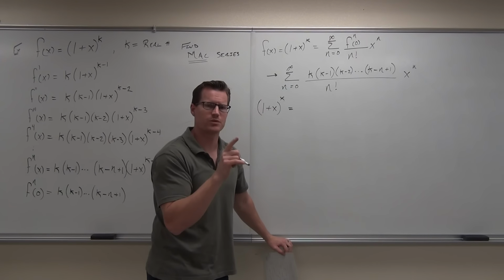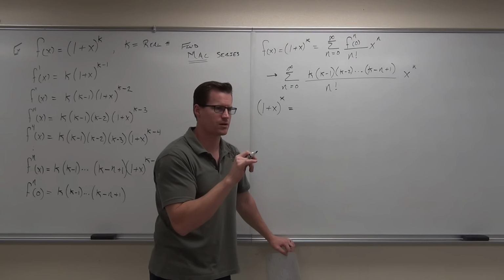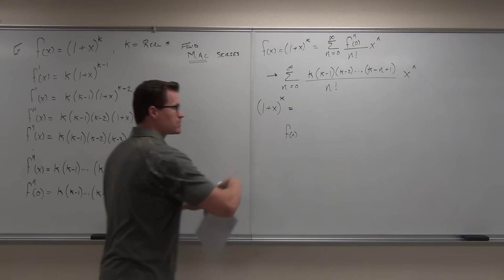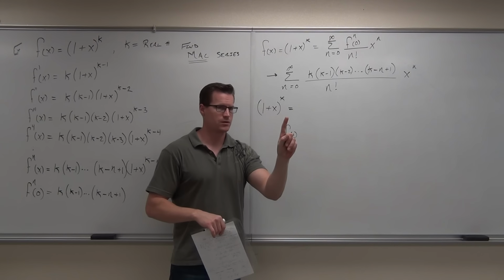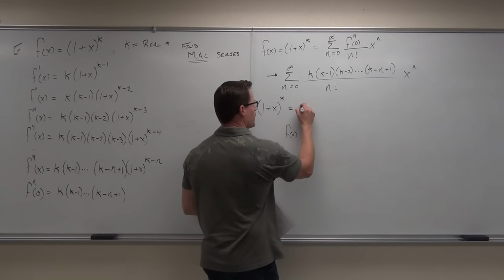The first term is going to be 1, because remember what the Maclaurin series represents. Are you listening? The Maclaurin series represents f of 0 first. F of 0 says I just plug in 0. I would get 1. 1 plus 0 is 1, and 1 to any power gives you 1. That would be my first term.